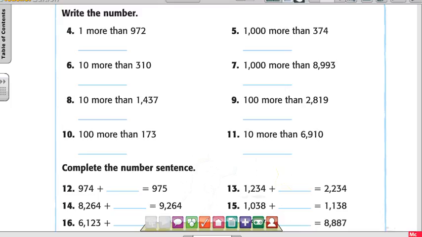Okay, it says write the number. Number 4. One more than 972. What would that be? 973. Good. 1,000 more would just be. So I have 1,000 more than 374. Does 374 change? No, it doesn't. And it's 1,000 more, so what goes in the thousands place? 1.